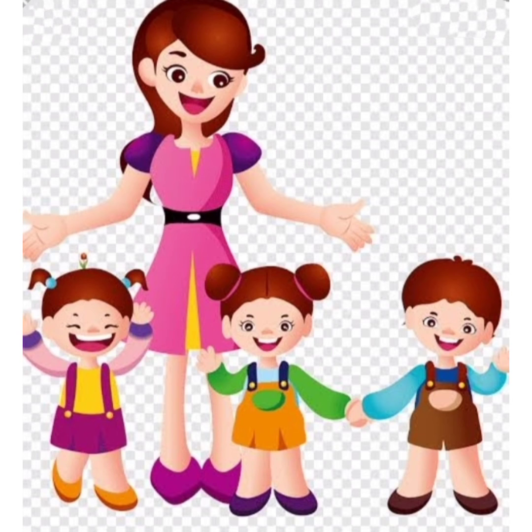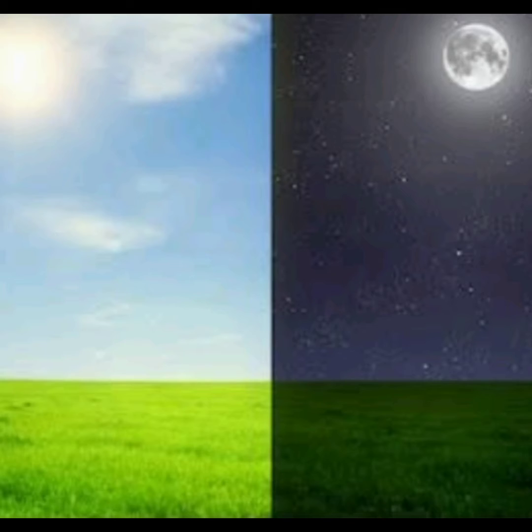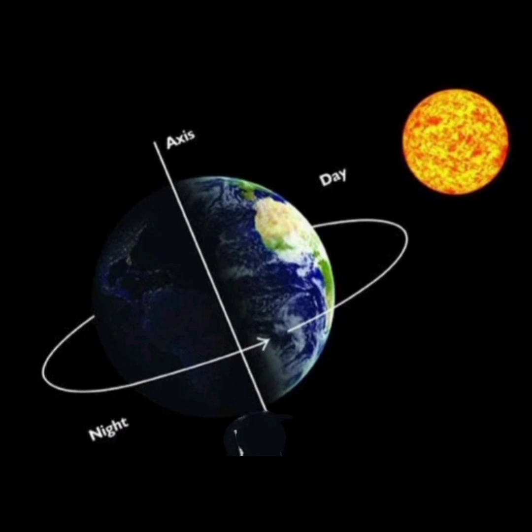Let us summarize the points one by one. Spinning or rotation of the earth causes day and night. Half part of the earth that faces the sun has day, and the other half part of the earth that is away from the sun has night.